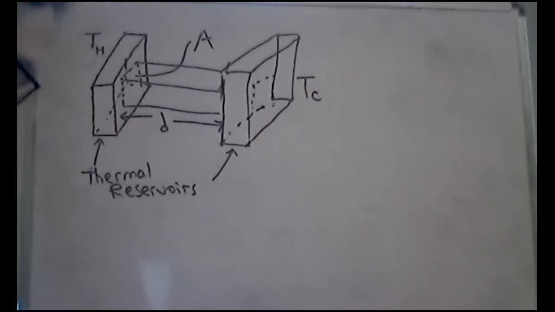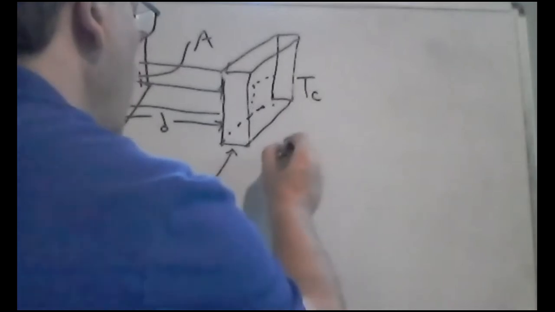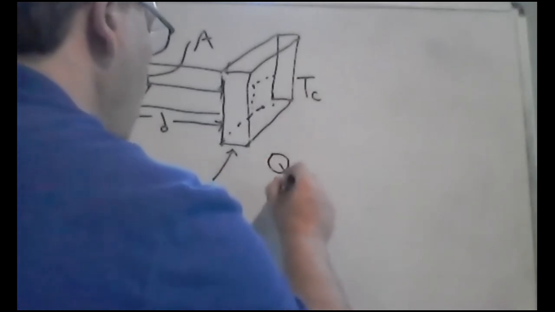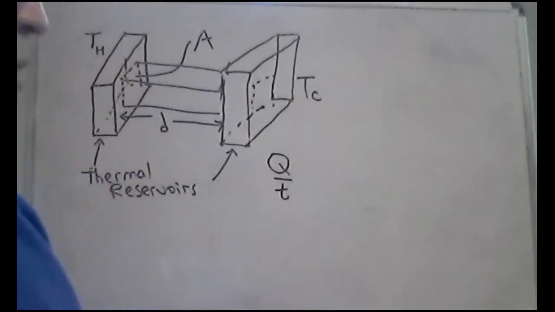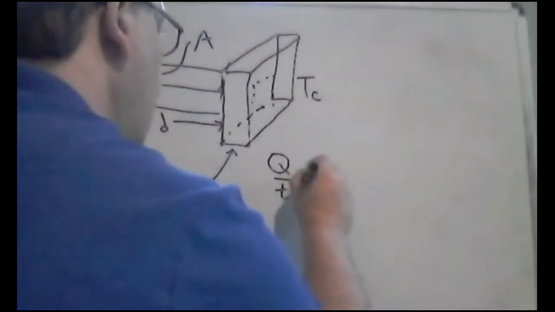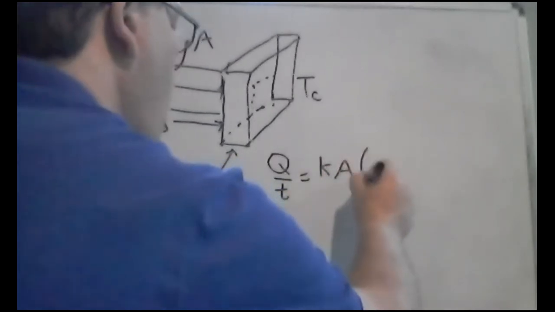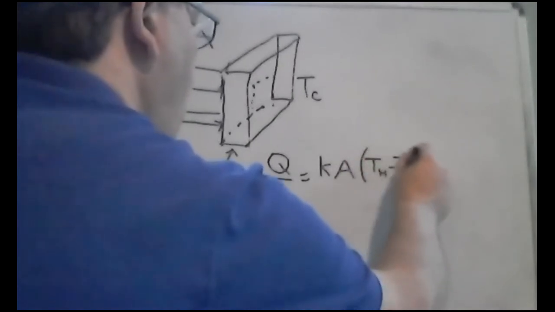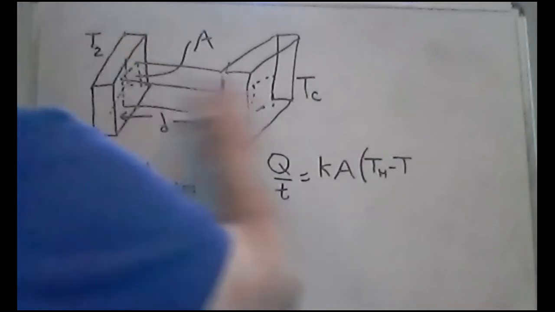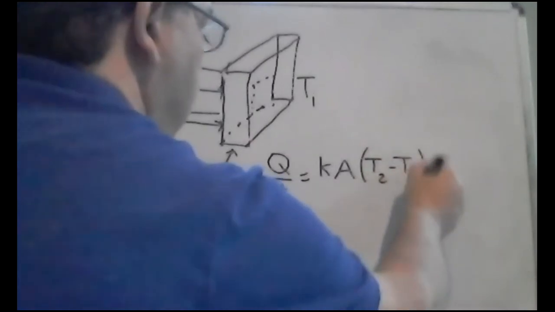All right. Now it turns out that we have an empirical relationship that works very well for conduction heat transfer. The equation is given as follows: the rate of heat transfer. All the heat transfer equations we're going to cover in this chapter are going to be rate equations. They'll be joules over time, which we refer to as a power. So many watts, if you will. So it's going to be given as K A times T hot minus T cold. Well, call this T2, T1, so it agrees with your book, divided by D.